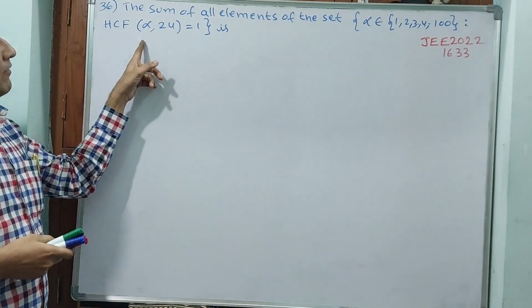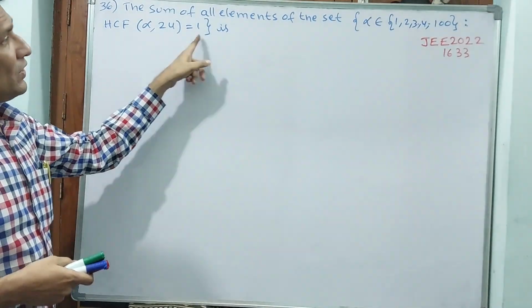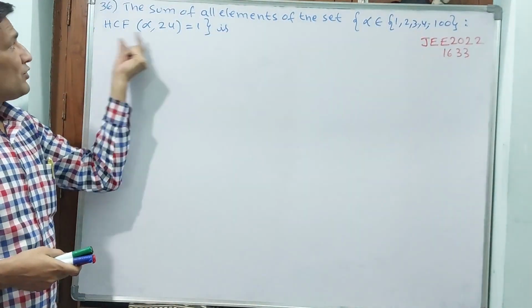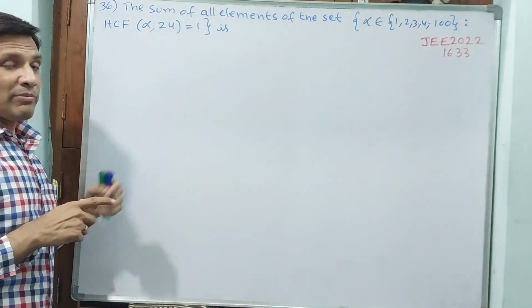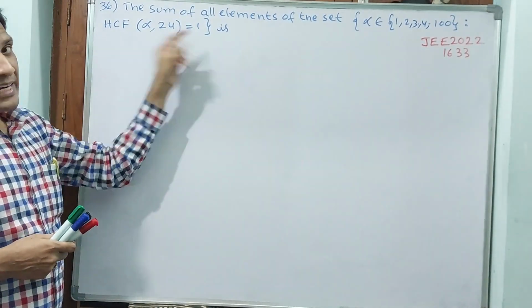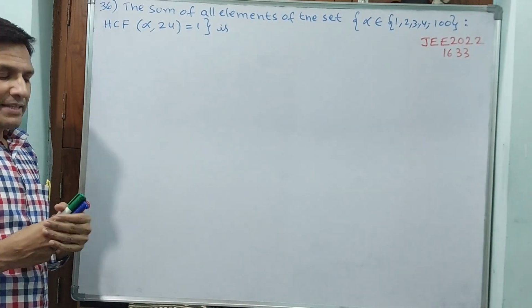And HCF of alpha, 24 should become 1. Alpha is what? Alpha is from 1 to 100, every number you have to take, but that HCF should come 1. Earlier, such type of question we have done, but in reverse way. HCF should be greater than 1 there. Here HCF should be 1, like they are telling.